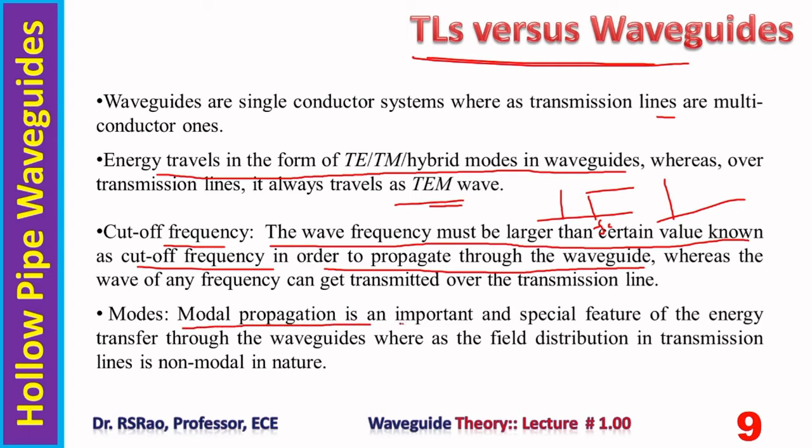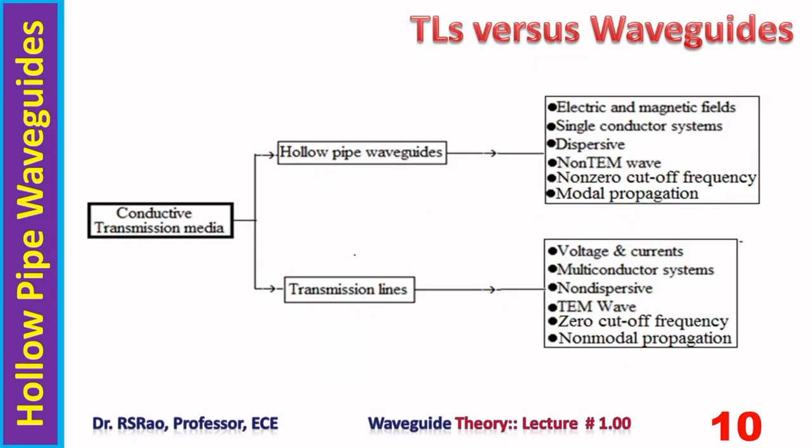Modal propagation is an important and special feature of energy transfer through waveguides, whereas field distribution in transmission lines is non-modal. Signal journey through waveguides is in the form of modes, which is not the case in transmission lines. In addition to that, several differences are there between waveguides and transmission lines. These are all enumerated here. Hollow pipe waveguides, analysis is done in electric and magnetic fields. Here analysis is in terms of voltages and currents.